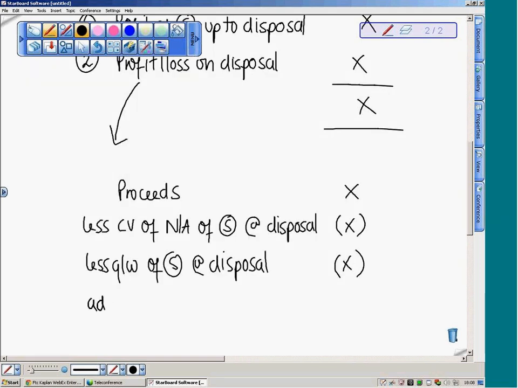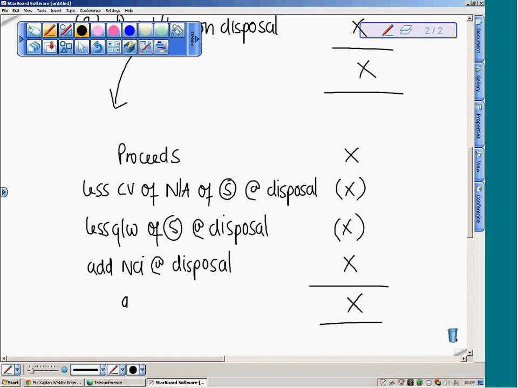Adding to that, you're going to be adding back the NCI at disposal. Because you must realise that the proceeds that are being received reflect the proceeds for the parent's shareholding. Okay, you're deducting 100% of the carrying value of the net assets at disposal. Okay, and in essence, 100% isn't what you would have owned. So you need to think about adding back the NCI component at disposal as well, and that is going to give you some sort of gain or loss on disposal.